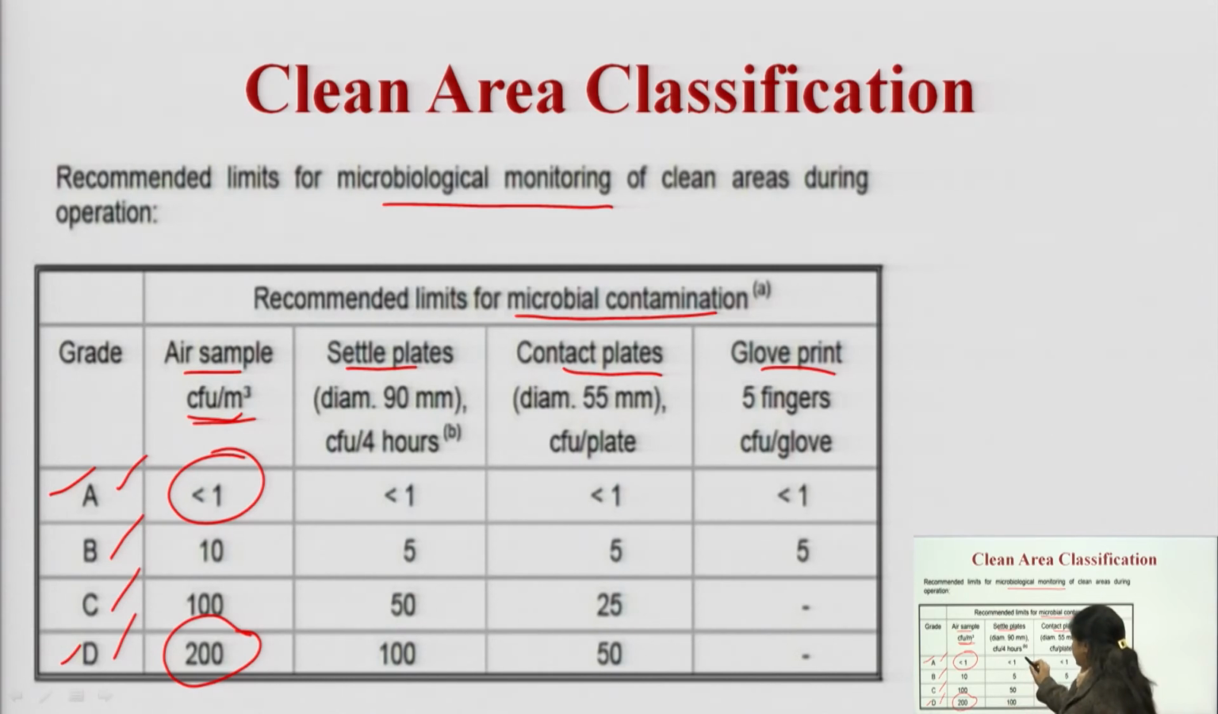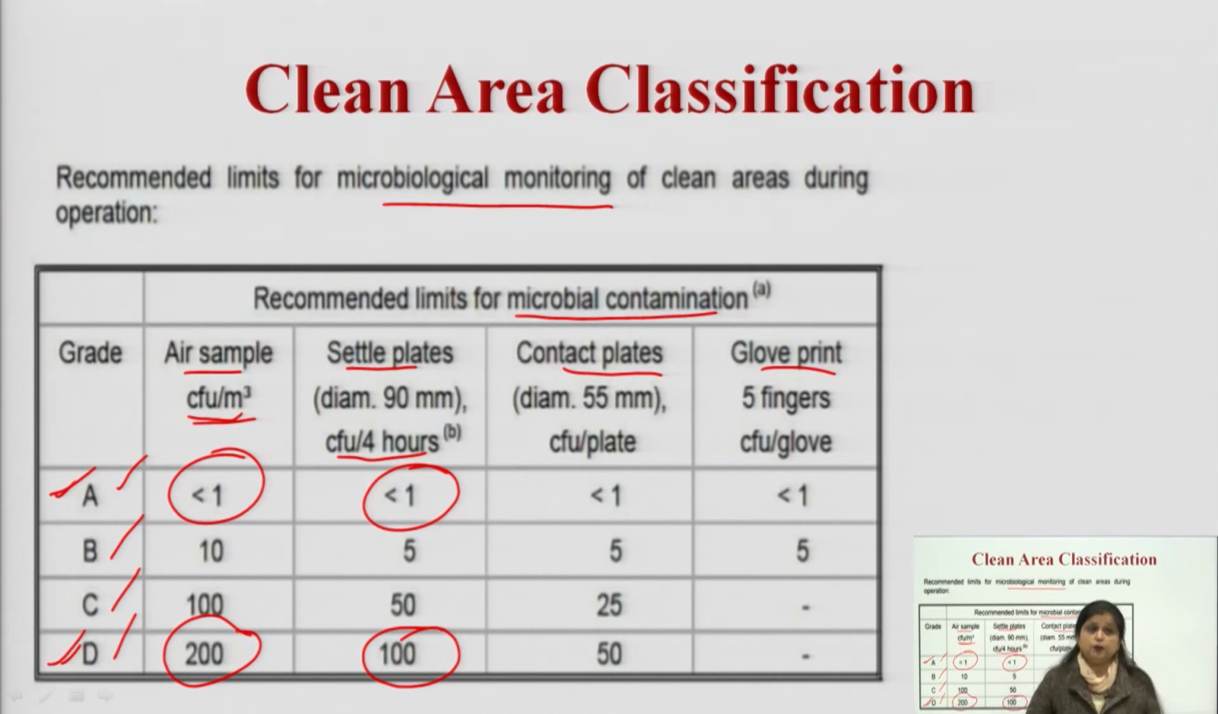Those colonies will be counted. If we have placed the plate for 4 hours and after that incubated it, and we find fewer than 1 microorganism colony in the Petri plate, then that area is classified as grade A, and if the number is more than 100, then that area will be classified as grade D.